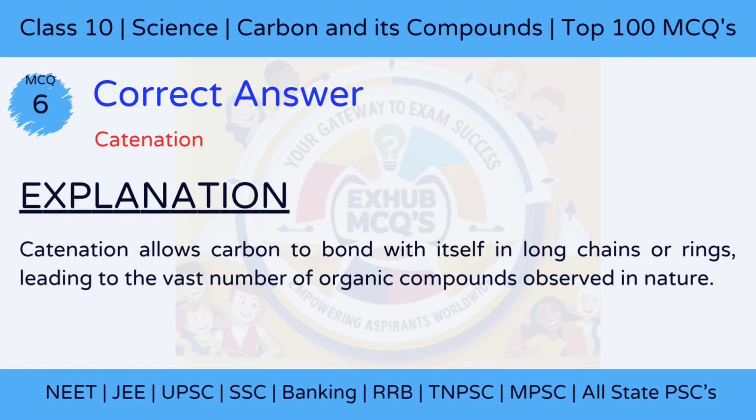The correct answer is option A, catenation. Explanation. Carbon's unique ability to form long chains, rings, and branches through catenation allows it to create an enormous variety of compounds. This property is one of the reasons carbon is considered the backbone of organic chemistry.